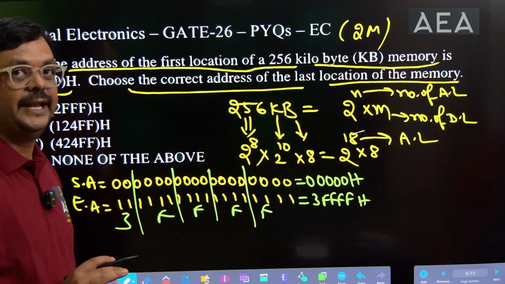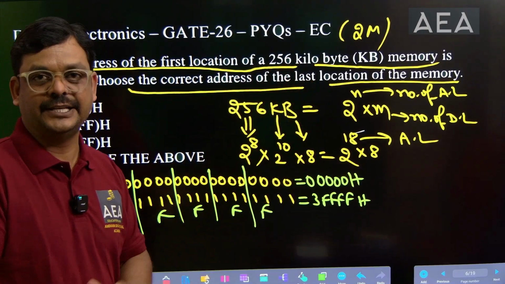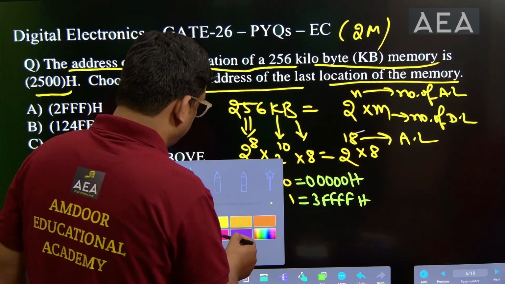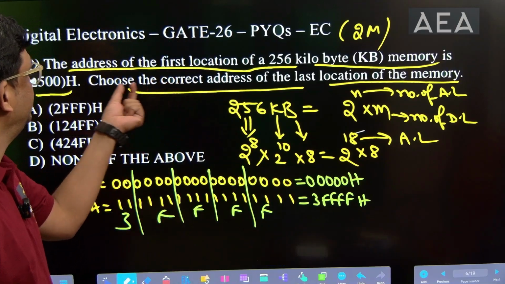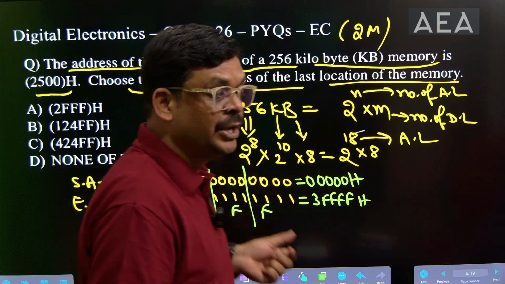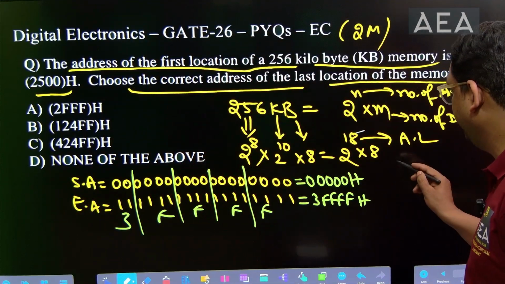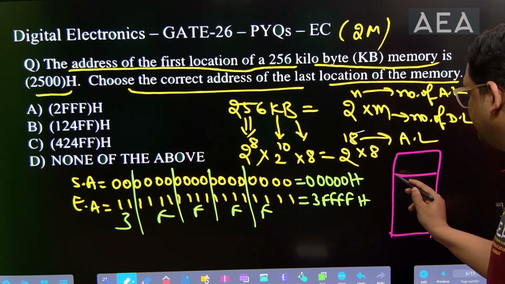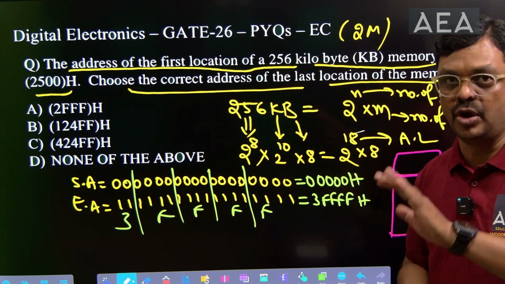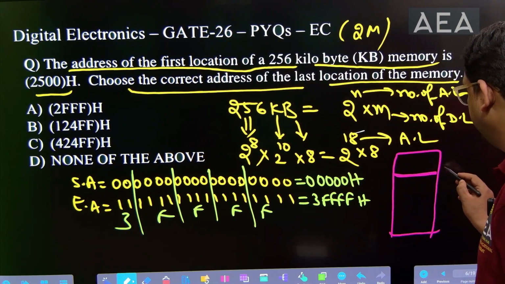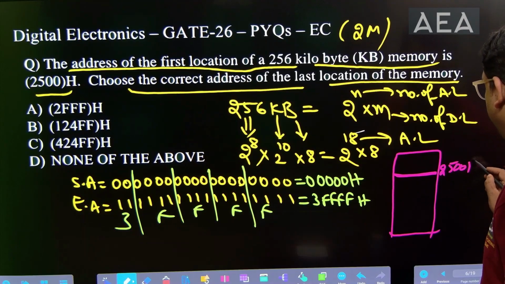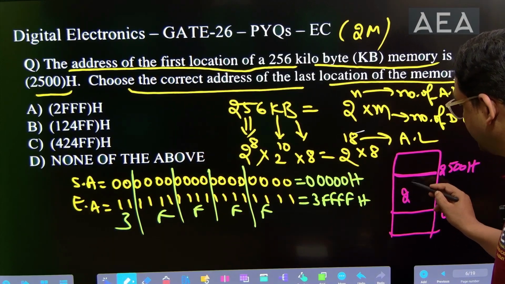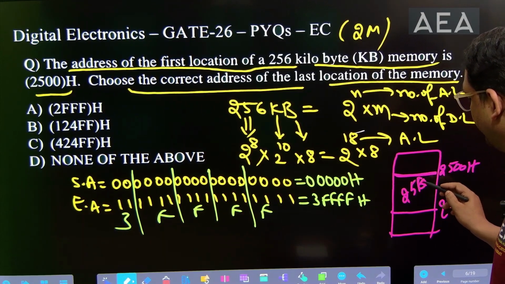So that gives the starting address and ending address based on the number of address lines and the memory capacity. But based on the given question, the starting address is already mentioned here. What is the address? 2500H is the starting address. That means one memory is already defined like this. This memory starts from the 2500H location, not from 0. So this one is the starting address, 2500H. Now identify the ending address here, where the capacity of this one is 256 kilobytes.